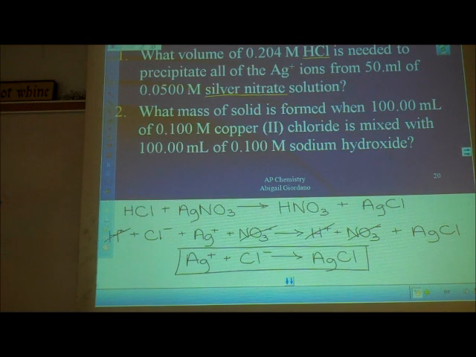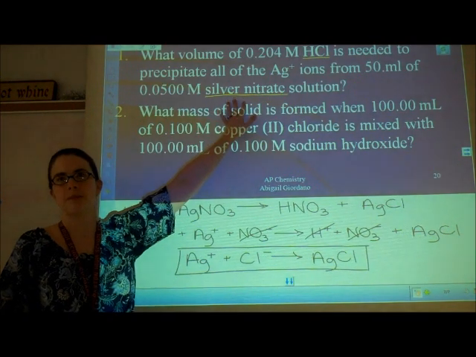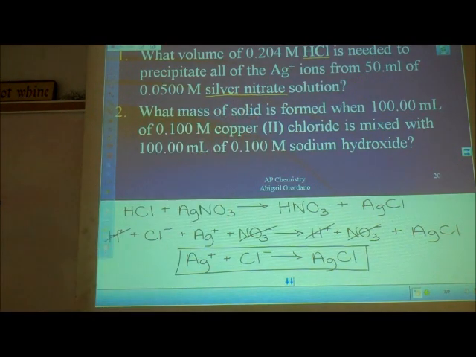It says, what volume of HCl, and then I'm given a molarity, is needed to blah, blah, blah, blah, blah, and then I'm given some information about silver nitrate. Now guys, I want you to get used to seeing this combination, because you're going to see it a lot, where you're given a volume and a molarity of something. Now think about that for a second.